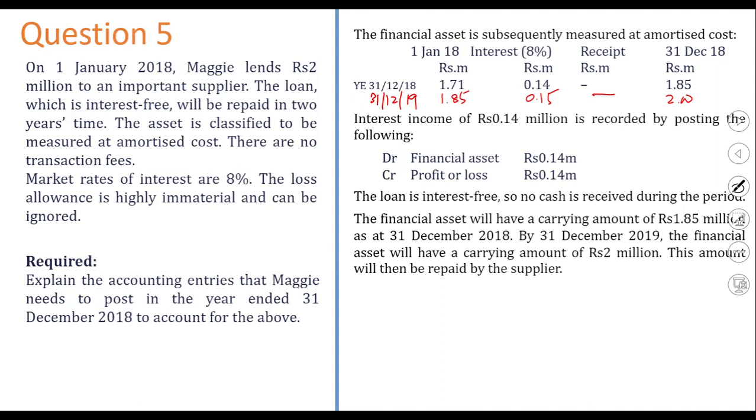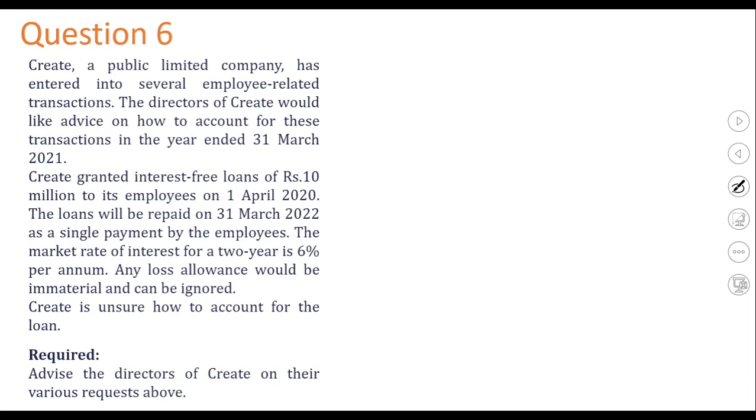This is a loan fee. The loan is interest free, so no cash is received during the period. The financial asset will have a carrying value of 1.85 million as at 31st December 2018. By 31st December 2019, the financial asset will have a carrying value of 2 million. This amount will then be paid to the supplier. That is also clear. That is question number 5. Okay, now read this one.